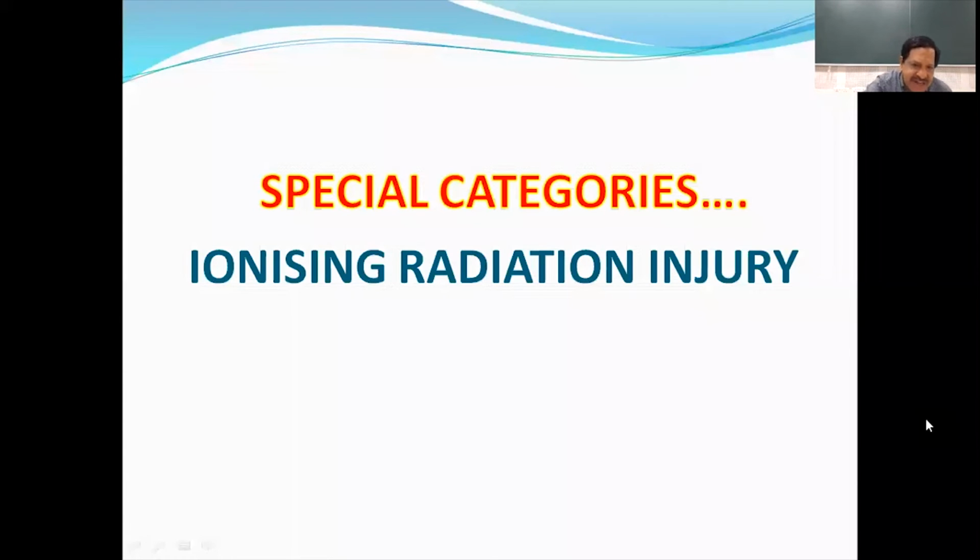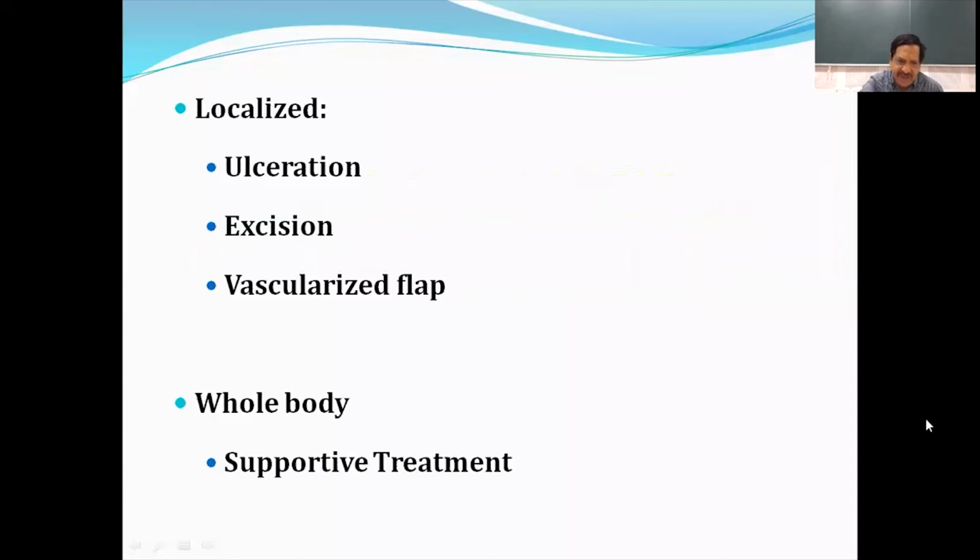Now, special categories, continuing the special categories, ionizing radiation. Ionizing radiation can occur in two ways. One is accidental, nuclear plant accidents. We have seen in Japan what happens, then Chernobyl, Russia, what happened, Long Island in New York, what happened in the US, because of accidents, or it may be due to warfare, bombings, war.